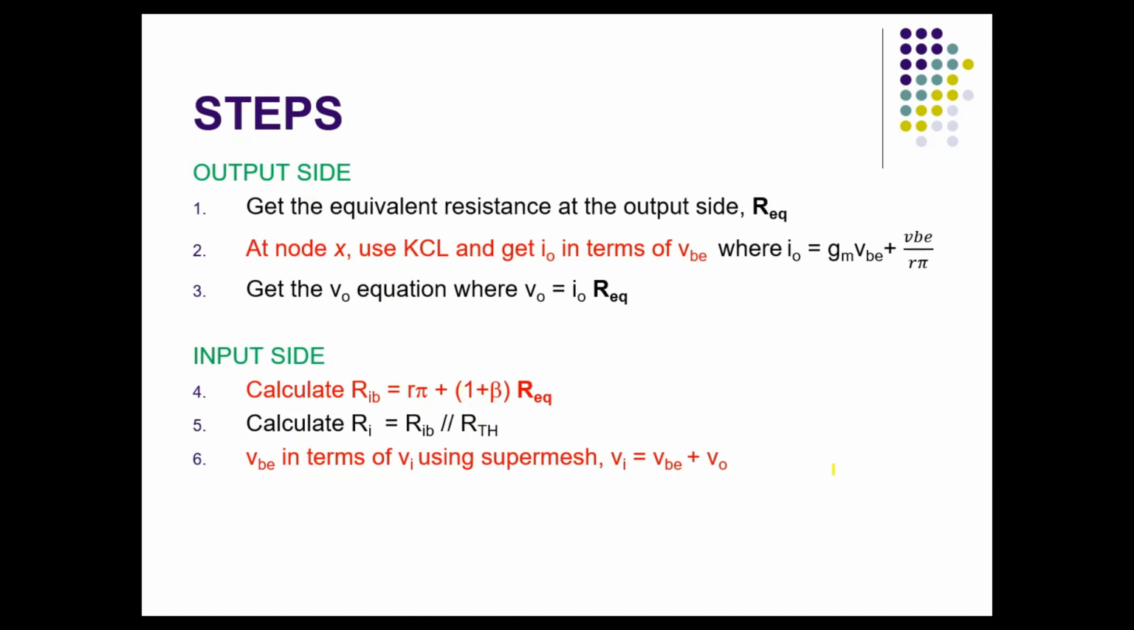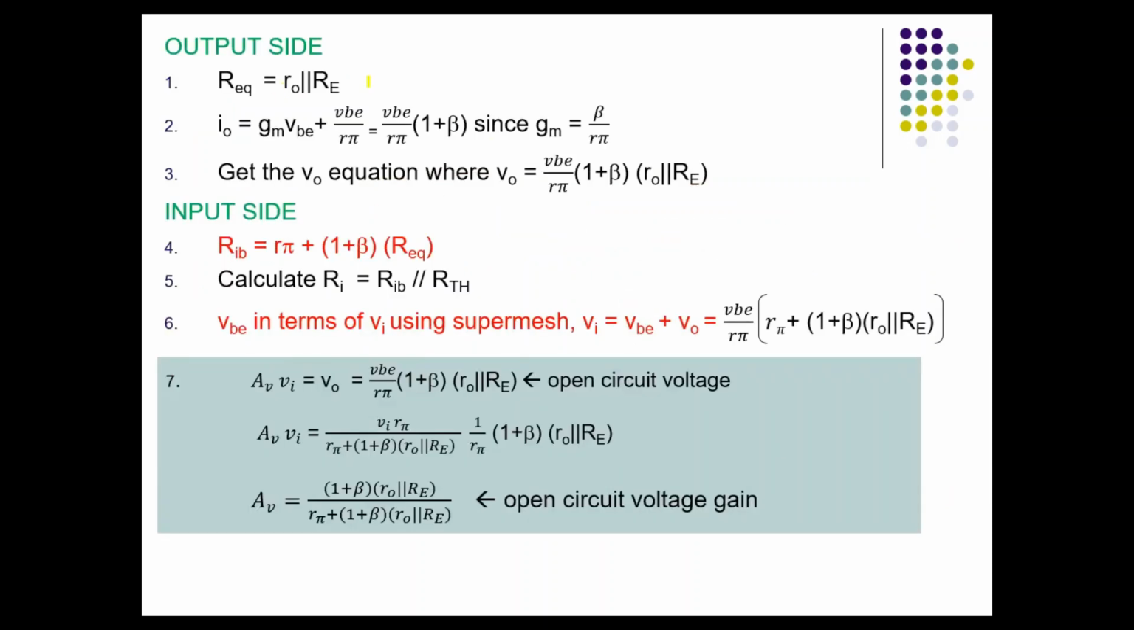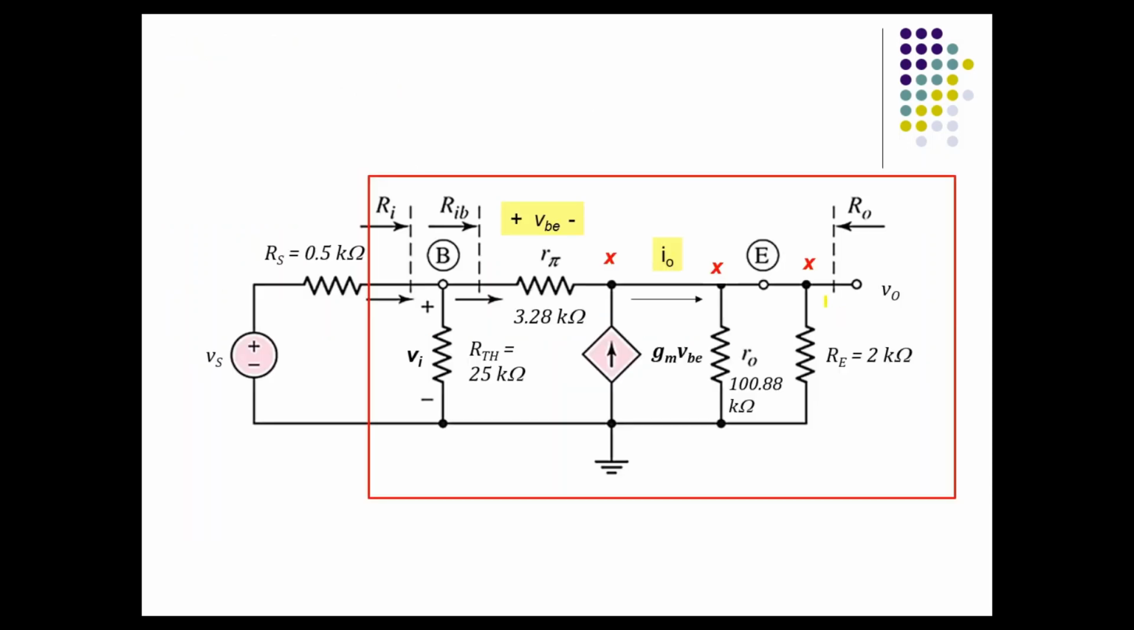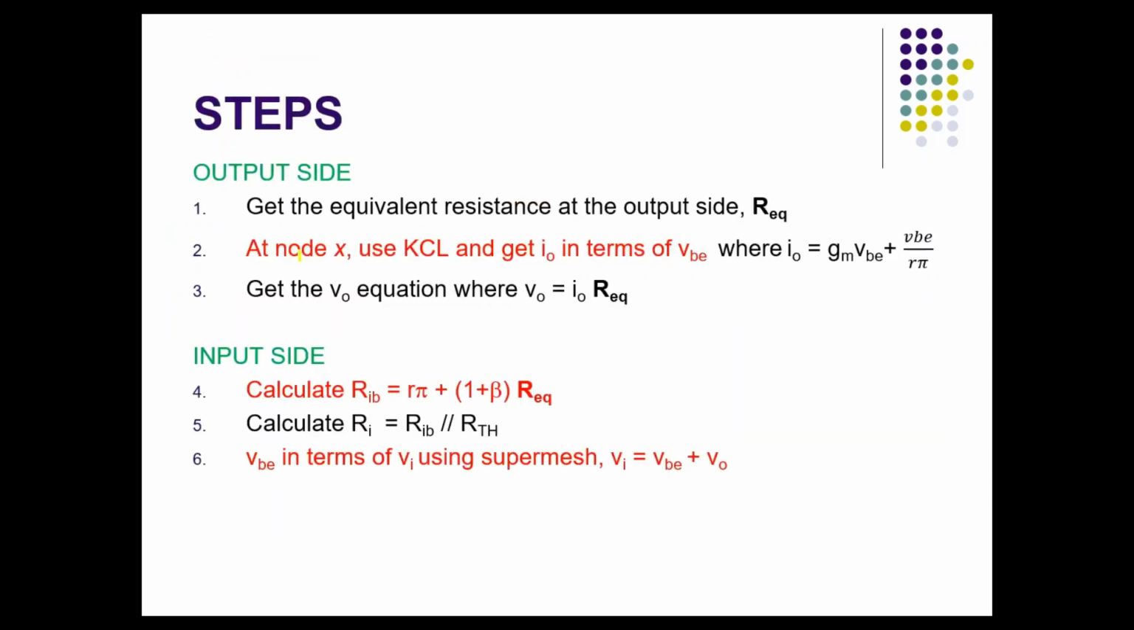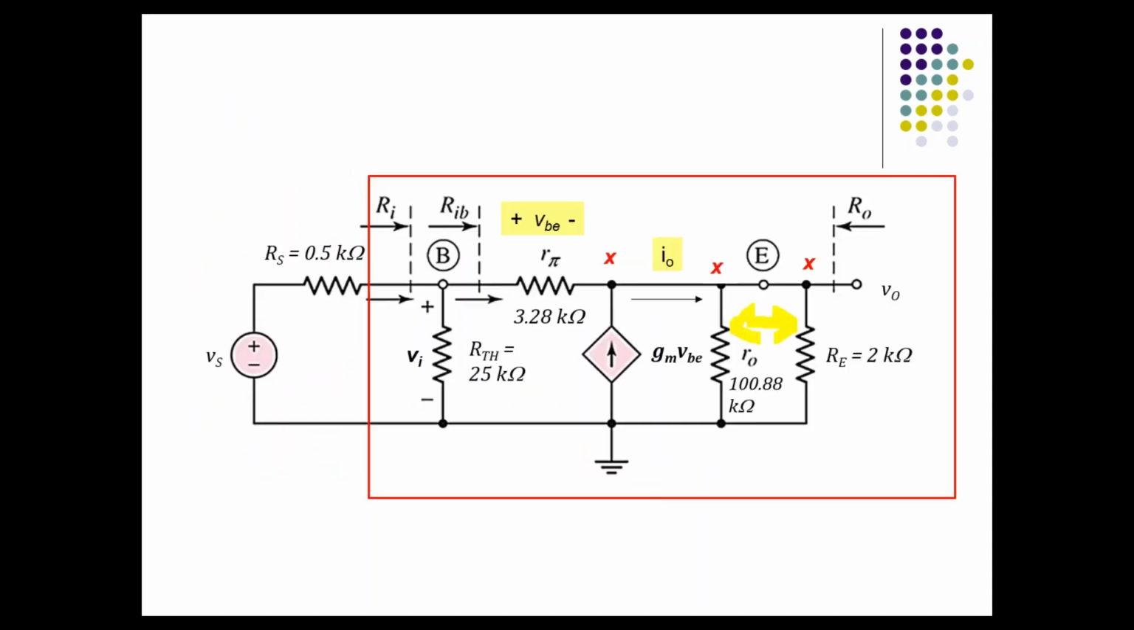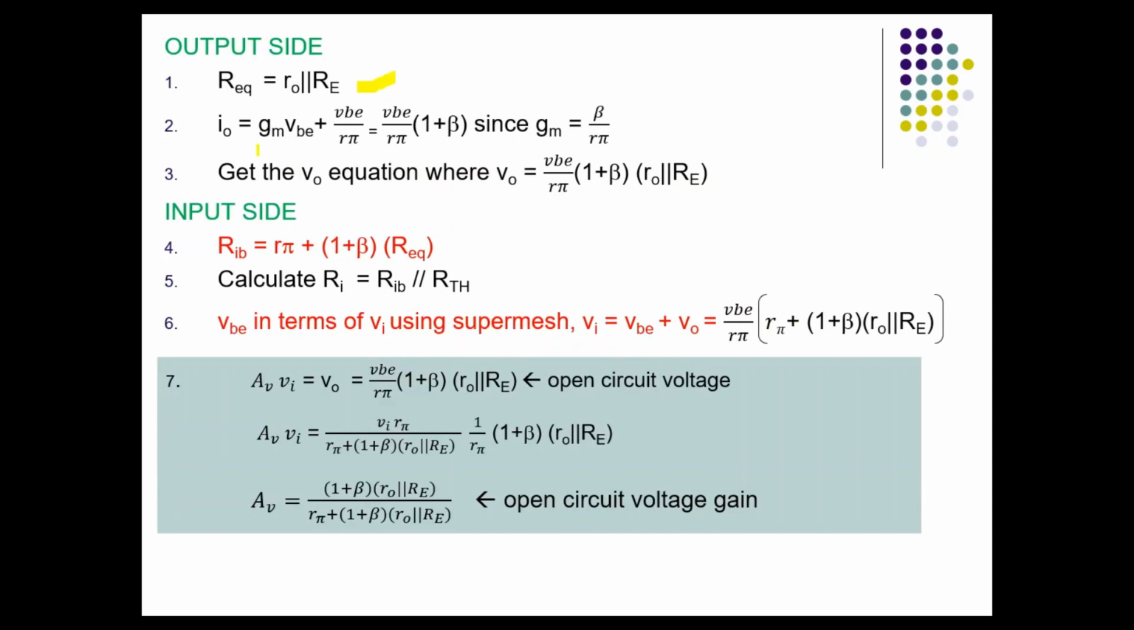If you look at the first one, the calculation of R equivalent, which is at the output side, these two are in parallel. So r naught is in parallel with RE. This will become one resistor known as R equivalent. Next is the calculation of I0 at node X. At node X, use KCL and get I0. So that's what I'm doing.